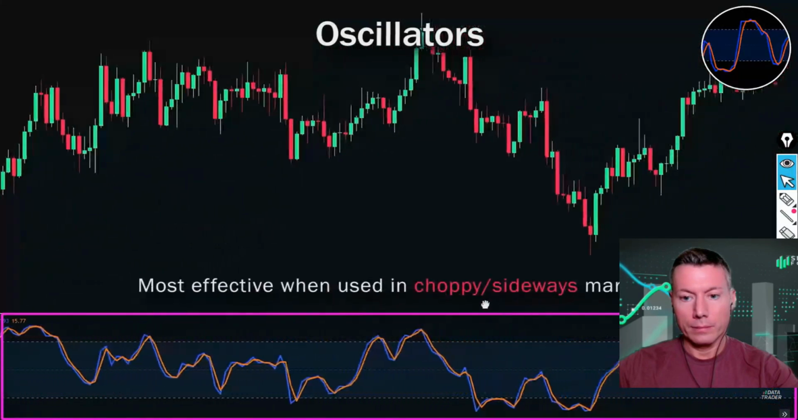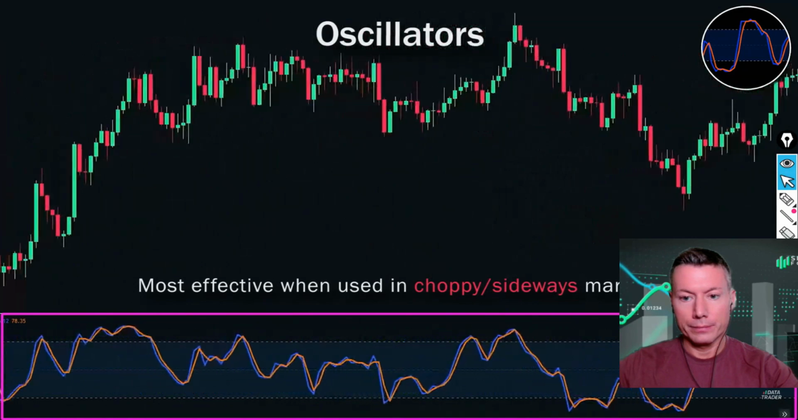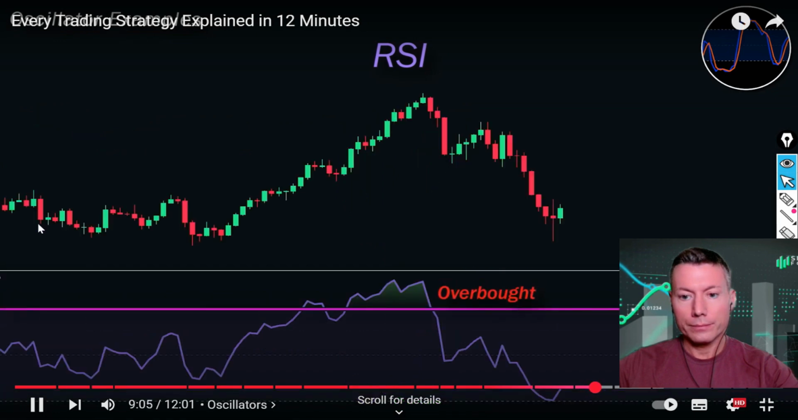It is most effective when used on choppy or sideways markets. Most notable oscillators include RSI. When the line is in the oversold region, it indicates a possible reversal to the upside. If it's in the overbought region, it indicates a possible reversal to the downside.